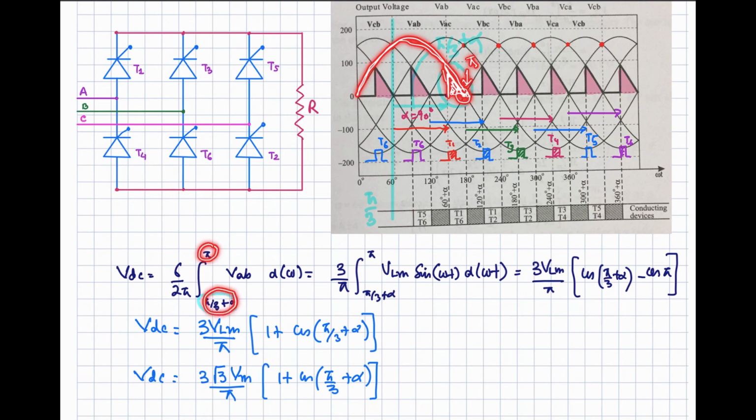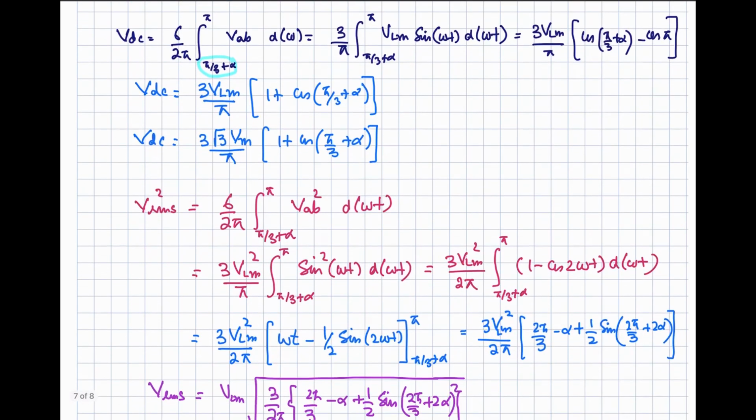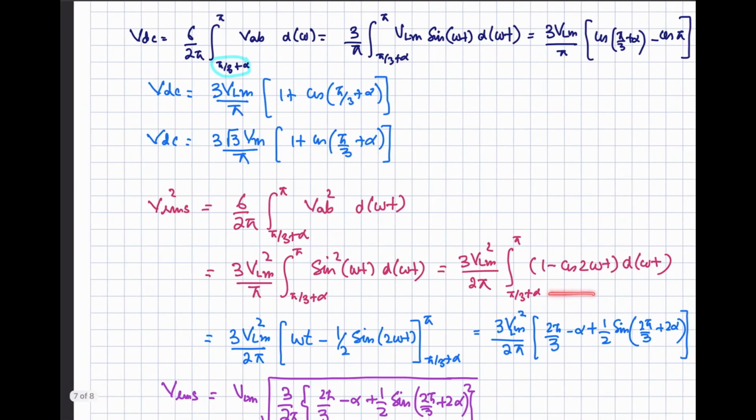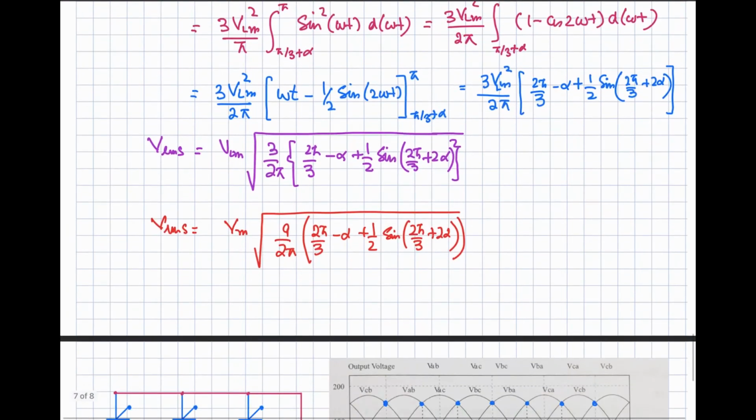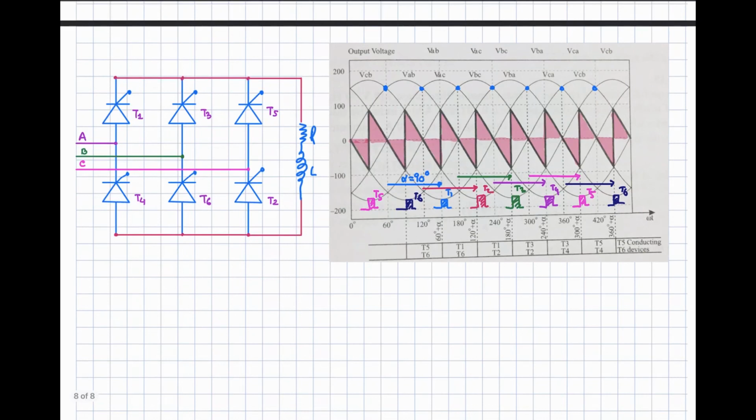So pi by 3 plus alpha to pi, integrating VAB, you will get this area under the curve, and then you will multiply it with 6 to get the total area in one supply cycle, and for the average you are going to divide by 2 pi. So if you simplify, you will get this expression for VDC, and for RMS you will have to take the square of this one, and taking the square, then simple mathematical steps are there, so you will end up with this expression, right?